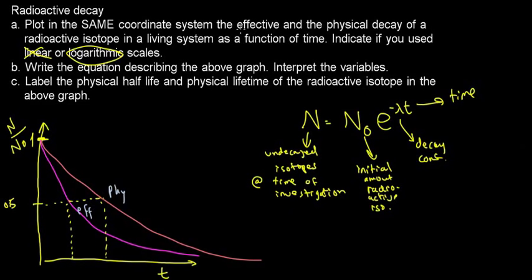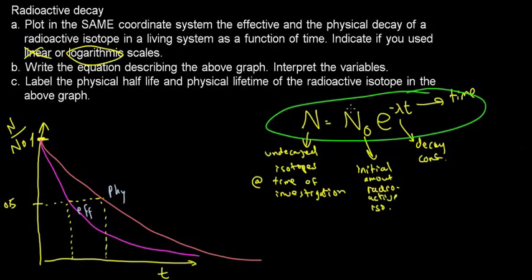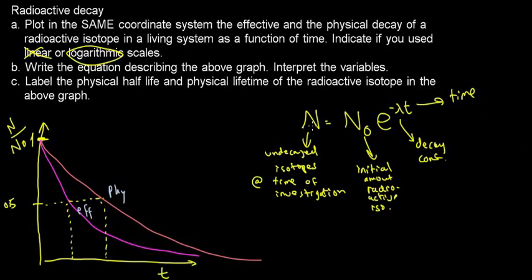Plot the effective and physical decay of a living system as a function of time. Indicate if you use the half-life. Write the equation describing the above graph. This is it. Very good. We already did that. We already described that. They always ask for it. And even if they don't ask for it, I'm just going to write it here, maybe just to make sure the professor knows what I'm talking about.